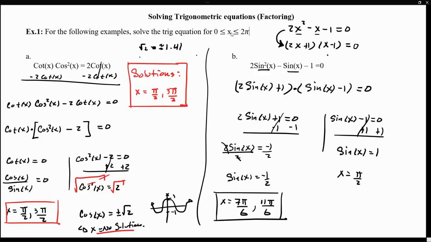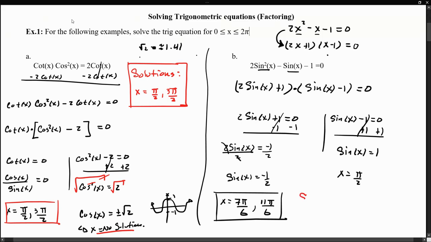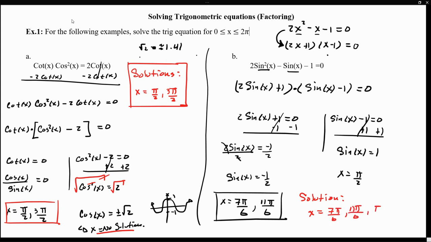So in conclusion, my solutions are that x can take three values: 7 pi over 6, 11 pi over 6, and pi over 2.